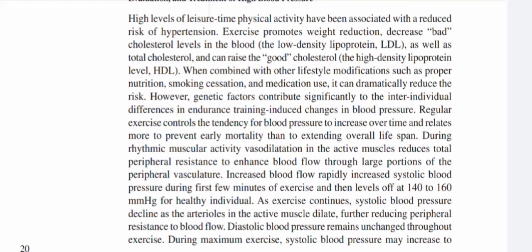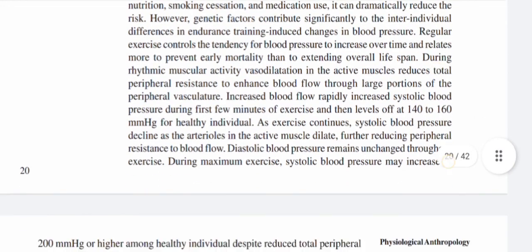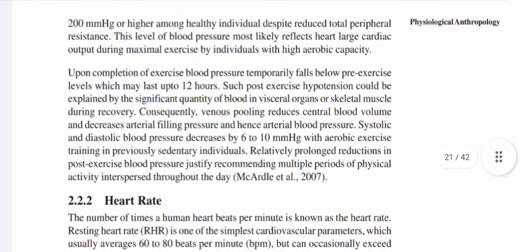As exercise continues, systolic blood pressure declines as the arterioles in the active muscle dilate, further reducing peripheral resistance to blood flow. Diastolic blood pressure remains unchanged throughout exercise. During maximum exercise, systolic blood pressure may increase to 200 mmHg or higher among healthy individuals despite reduced total peripheral resistance. This level of blood pressure most likely reflects large cardiac output during maximal exercise by individuals with high aerobic capacity.